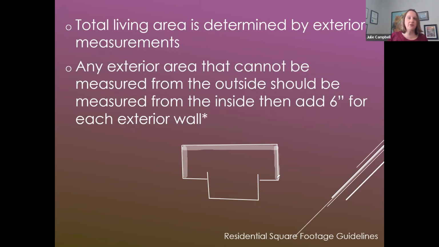Compare that to an interior wall where the other side is another room in the house. So you're going to go through, in this case, the second floor, and you're going to measure the exterior walls, and then you're going to add 6 inches. That accounts for the width of the wall. And that's the safest way that we can get a measurement.